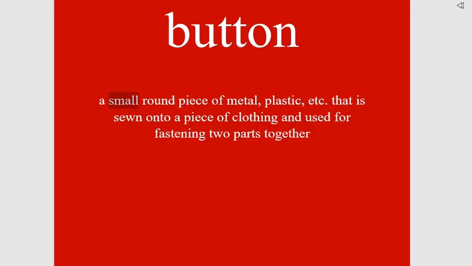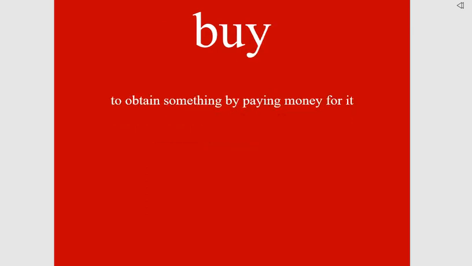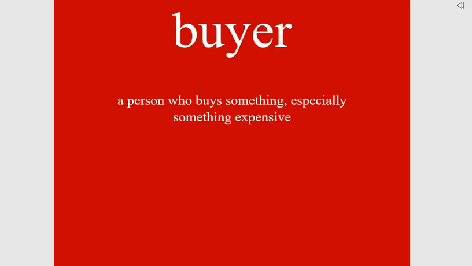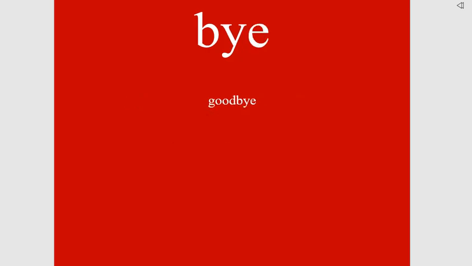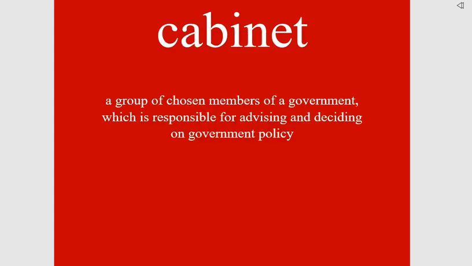Button, a small round piece of metal, plastic, etc. that is sewn onto a piece of clothing and used for fastening two parts together. Buy, to obtain something by paying money for it. Buyer, a person who buys something, especially something expensive. By, near somebody/something, at the side of somebody/something, beside somebody/something. Bye, goodbye.